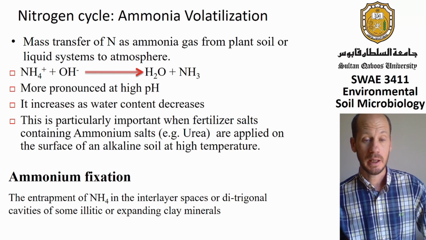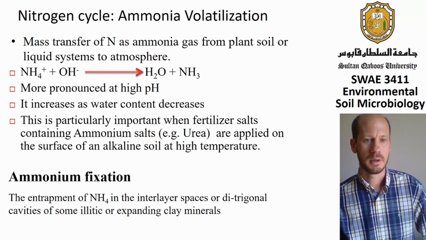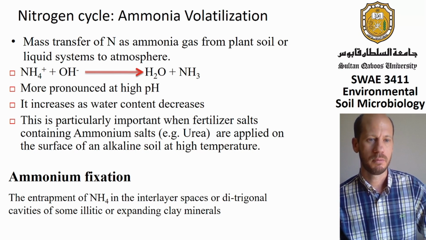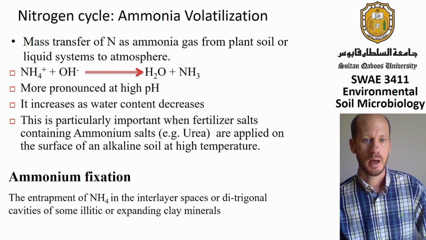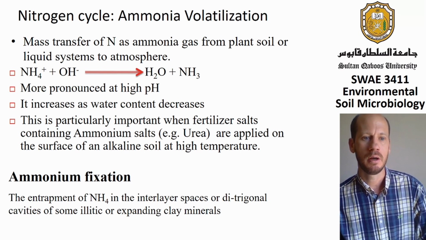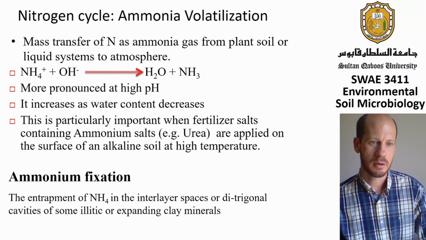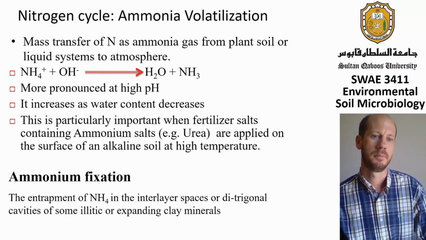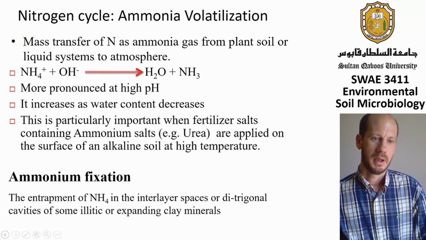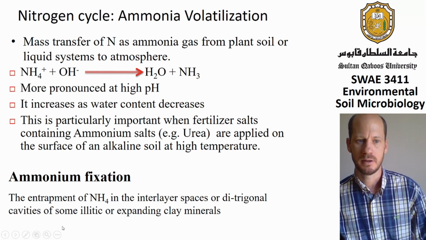And when the moisture content in soils is decreased, this also increases the rate of ammonium volatilization, because if you decrease the moisture content, you are concentrating the ammonium in the soil solution. And because the concentration of the ammonium is higher, you have a higher imbalance between the concentrations in the soil solution and in the atmosphere. This happens at very high rates when we apply ammonium-based fertilizers in soils.